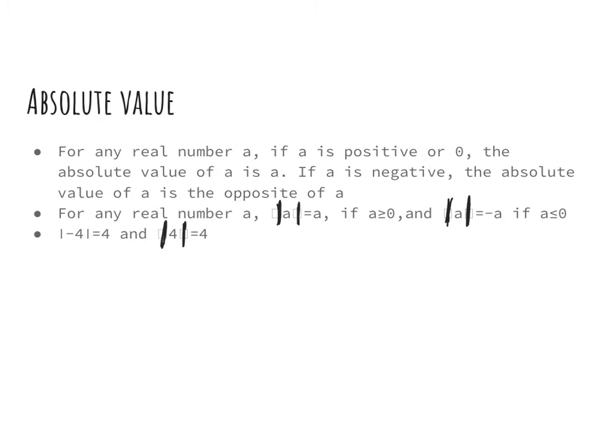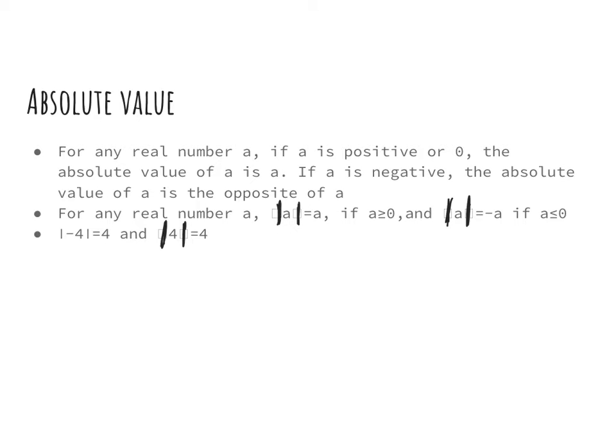So absolute value. For any real number a, if a is positive or 0, the absolute value of a is a. So absolute value does nothing if a is a positive number or 0. If a is negative, the absolute value of a is the opposite of a. Okay, so if it's negative, it makes it positive.